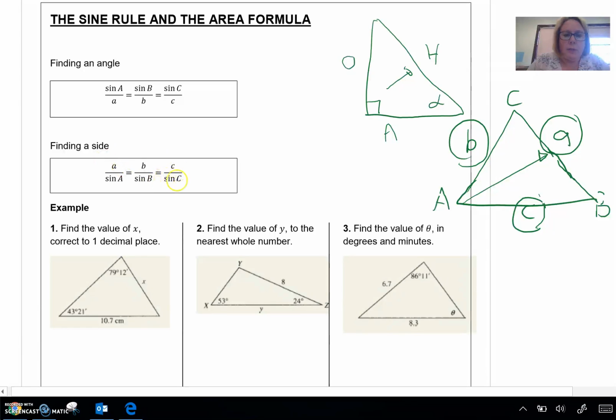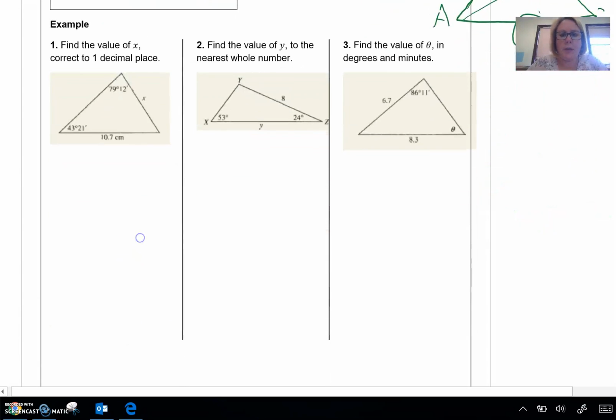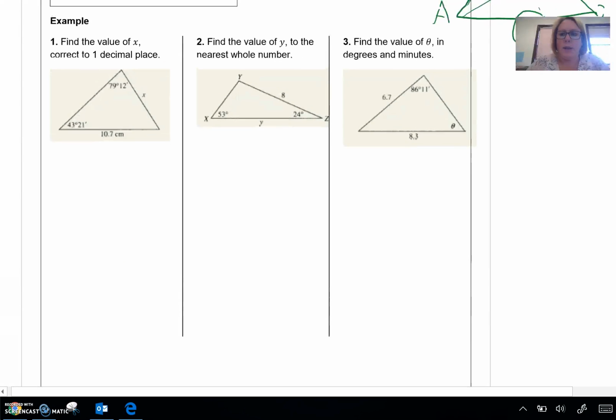And because we have three sides of a triangle, we write it as A on sine A equals B on sine B equals C on sine C. Now this is to find a side because I've got the side at the top. This is to find an angle because I've got the angle at the top. And you can reciprocate. All I've done is reciprocated here. We'll do the three examples.